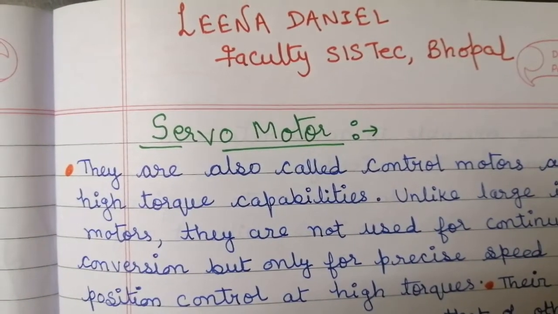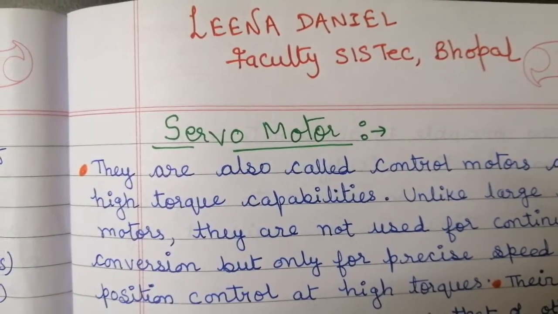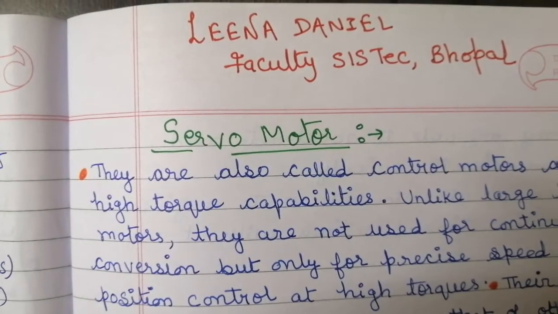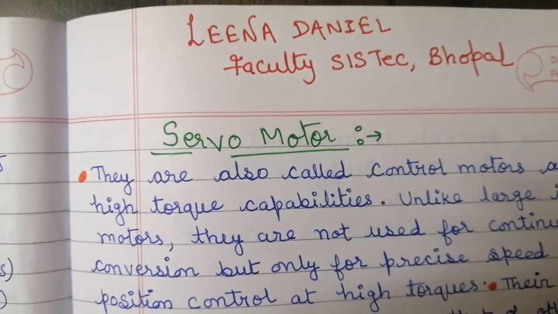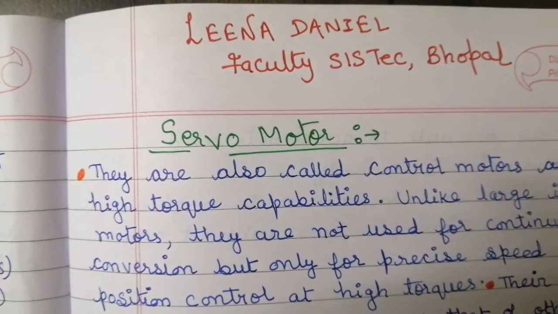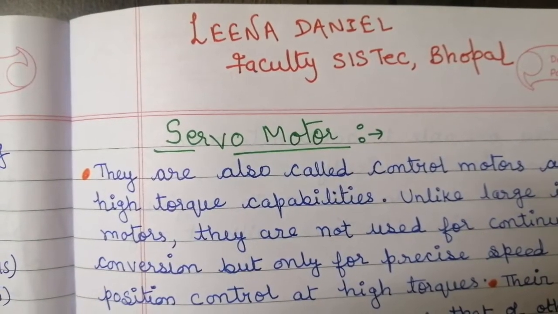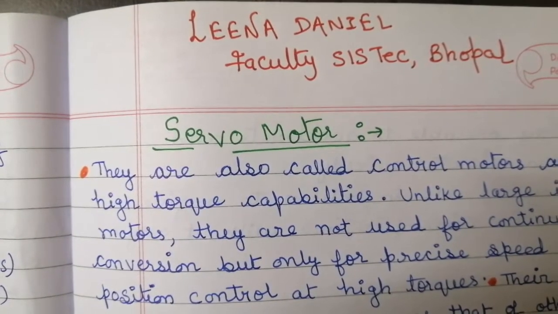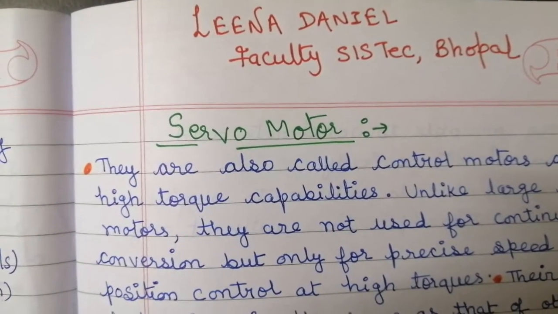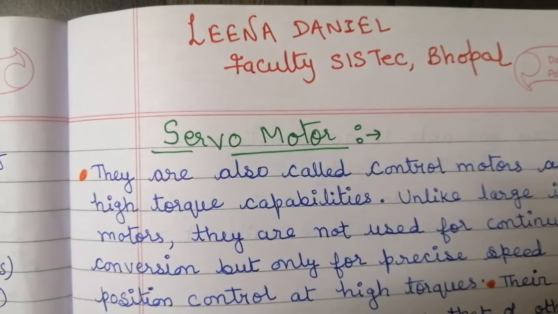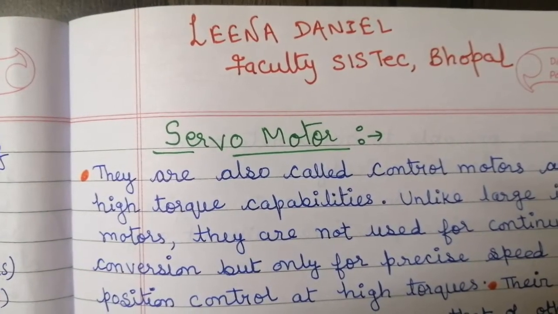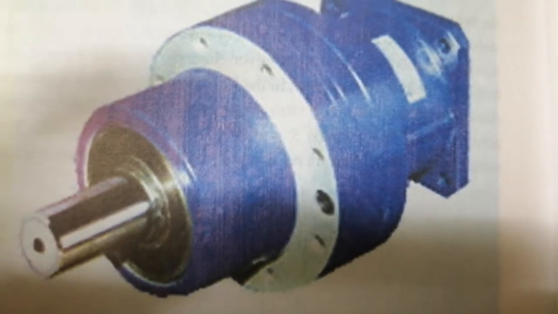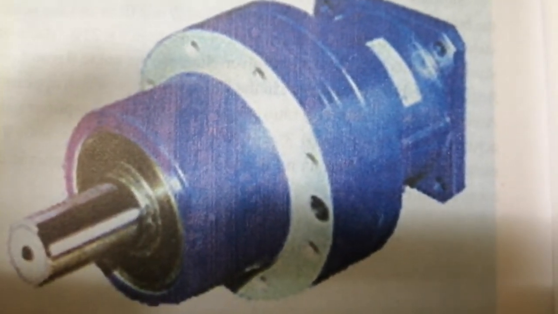Their power ratings vary from a fraction of a watt up to a few hundred watts, and it has a low inertia, and due to their low inertia it has a high speed of response. That is why they are smaller in diameter but larger in length. Let me show you the original diagram of the servo. See, this is a servo motor.